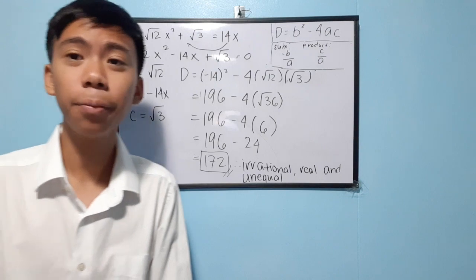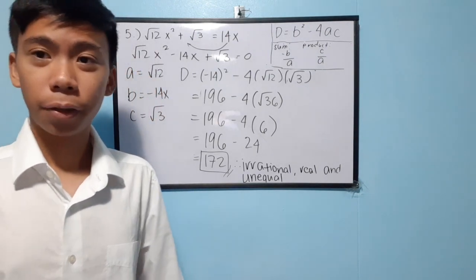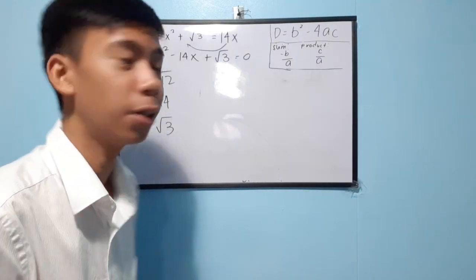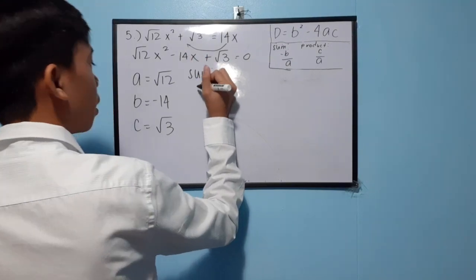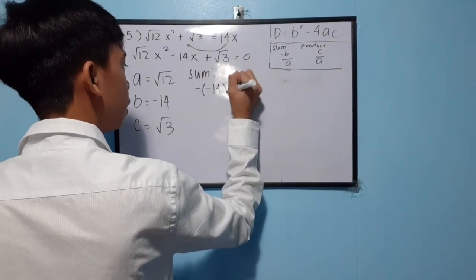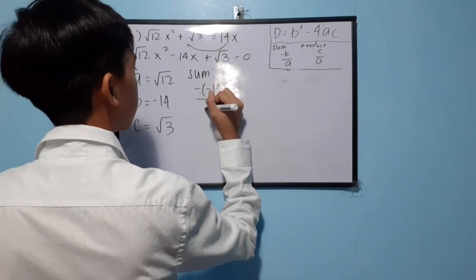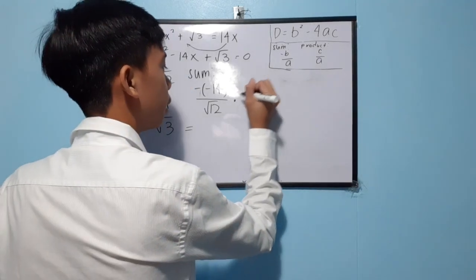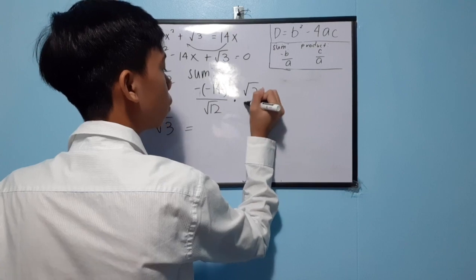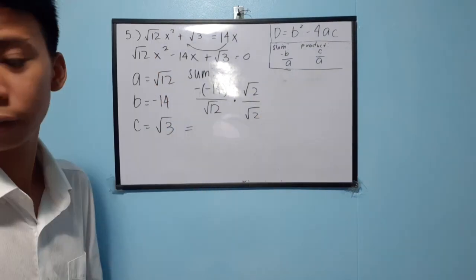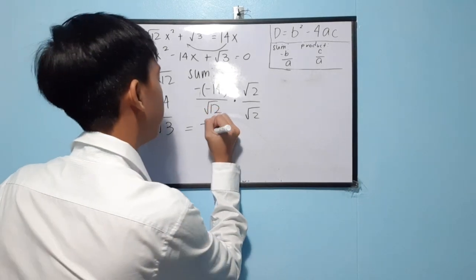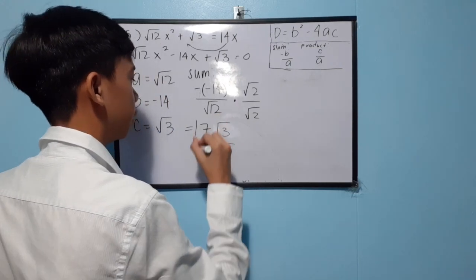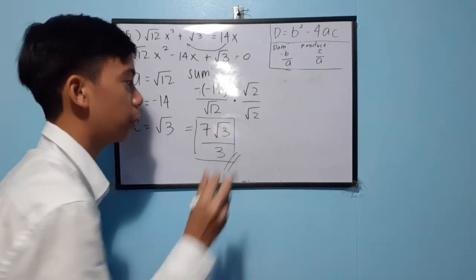Now let's find the sum and product of the roots of this example. For the sum, we need to put negative times negative 14 over square root of 12. So to solve this, you need to multiply this to square root of 2 over square root of 2. So the answer will be 7 square root of 3 over 3. And now this is the final answer for the sum.